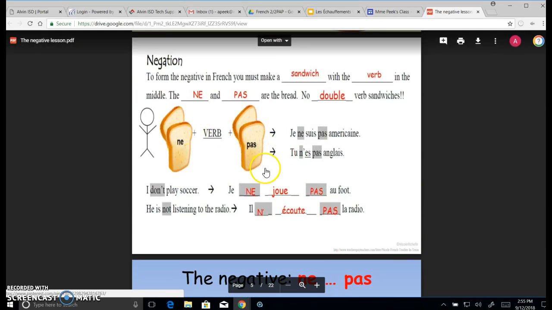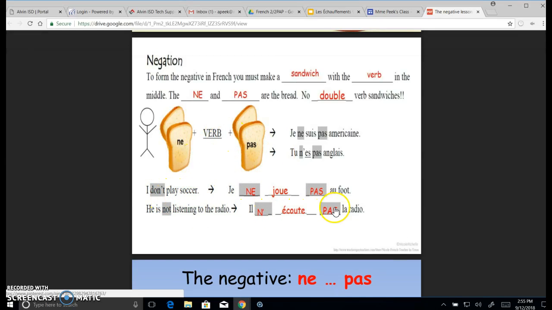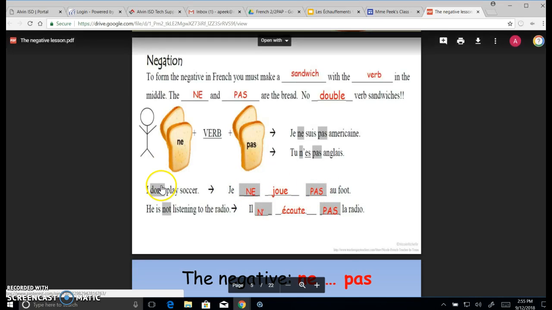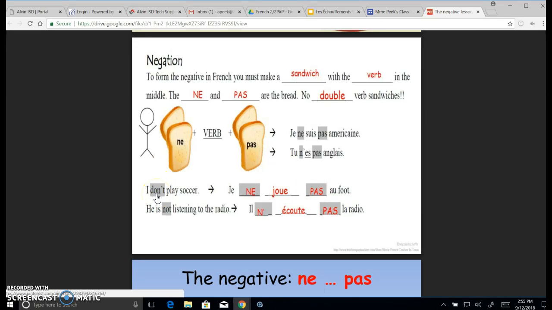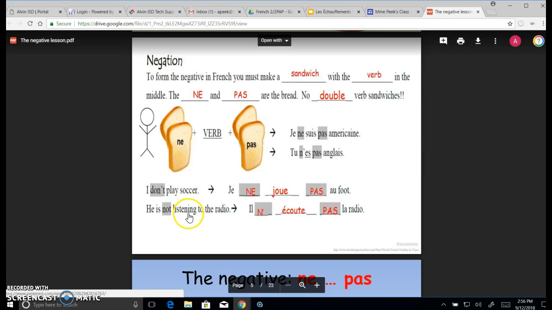And then this was just another representation, but I had them copy these two sentences here. I don't play soccer. They were to draw a square around don't. And then for the French equivalent, je ne joue pas au foot, they had to draw a square around the ne and the pas to show the equivalency of ne and pas being don't or not in English. Then they did this sentence as well. He is not listening to the radio. Square around not, square around the n apostrophe and pas, il n'écoute pas la radio. He does not listen to the radio. So they copied these two sentences here.